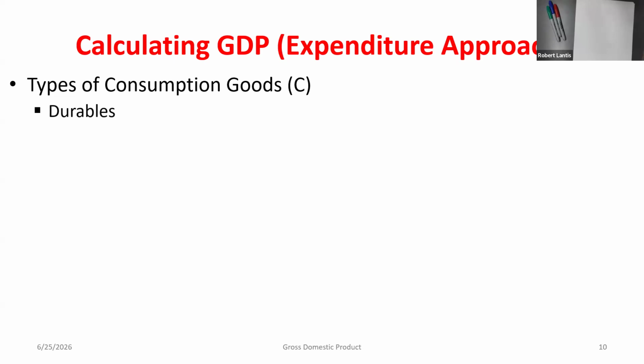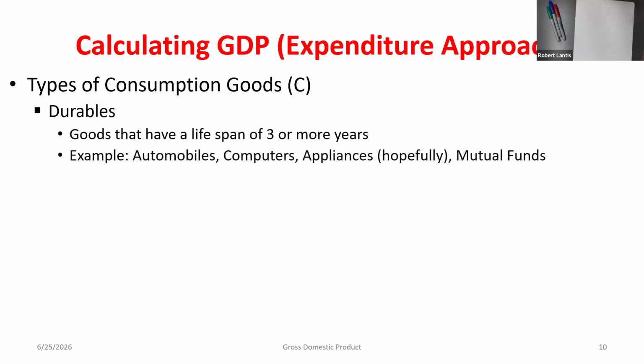So the first is going to be durable goods. Durable goods are any good that someone purchases that has a lifespan over 3 years. This is going to be things like automobiles, computers, appliances, mutual funds, right? Once again, mutual funds are a financial product, but we would still include this under consumer spending. So these goods, once I buy them, appliances, automobile, hopefully they all last more than 3 years. So these would be what we call durable goods.